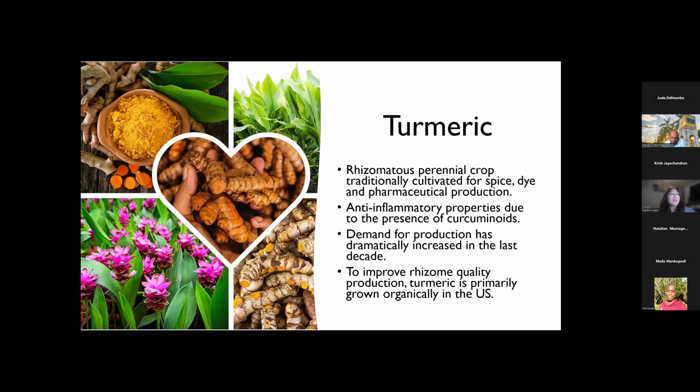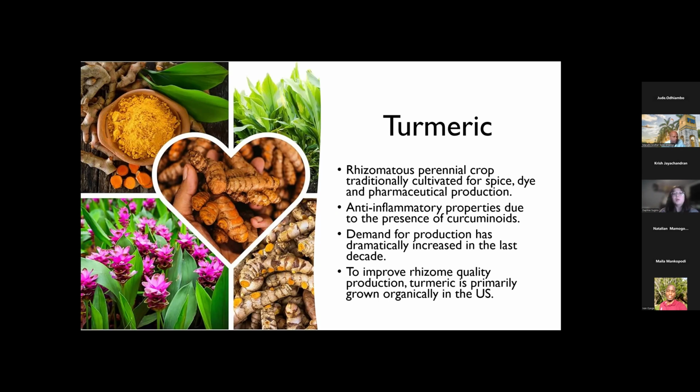Another reason why the USDA, the agricultural agency here in the United States, is pushing turmeric a lot is because it's a really high value crop, and they're trying to get farmers to grow it to be able to supplement their income, since a lot of farmers don't generate a lot of income from growing more popular crops such as corn or soybean.